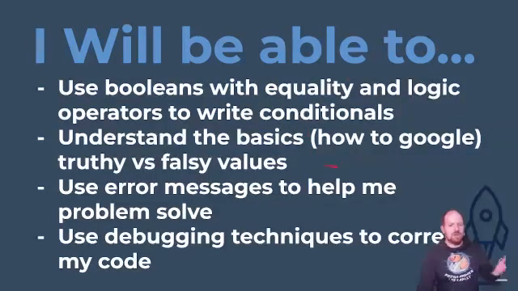So again, I'm going to try. I don't like the wording of these as much as I do of the other one, but at the end, you should be able to use booleans with equality. So it's equal signs, less than, greater than sign. Logical, that's the and or. To write conditionals. Conditionals are if statements. So then we're going to understand the basics of truthy and falsy values.